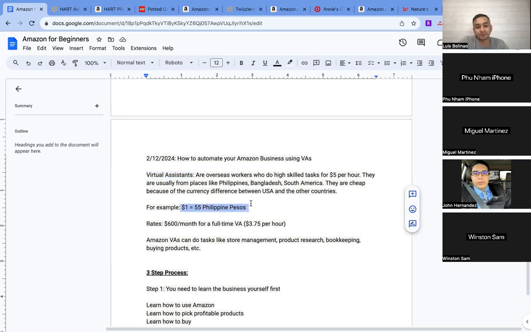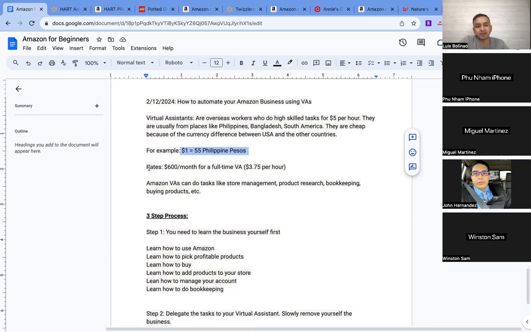So if you do the math, a full-time VA is usually about $600 a month, working 40 hours a week. So that full-time VA is getting paid about $3.75 per hour, which is about standard. For the Philippines, this amount is pretty good. That's about, I want to say, 25,000 pesos, and that's more than enough to feed a whole family, right? And for us US people, $600 a month is a pretty cheap amount to have a full-time employee. And that's why we use virtual assistants, because of the currency difference.